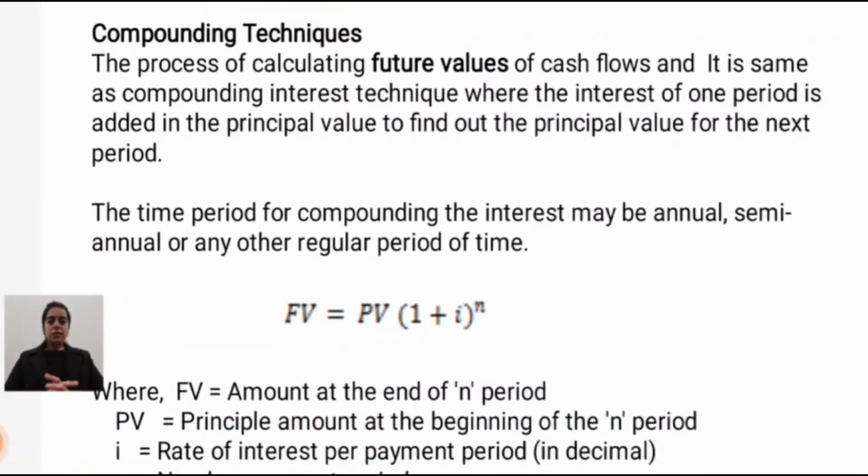Now, the other technique is compounding technique. The process of calculating future values of cash flows, it is the same as compound interest technique, where the interest of one period is added to the principal value to find out the principal value for the next period. The formula for compounding technique is FV equals PV multiplied by (1 plus I) raised to power N.